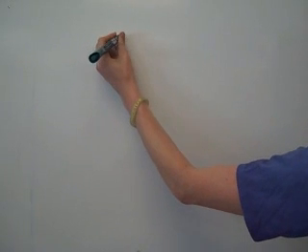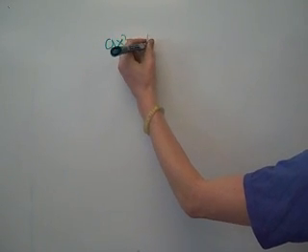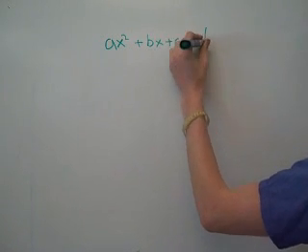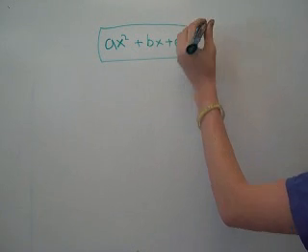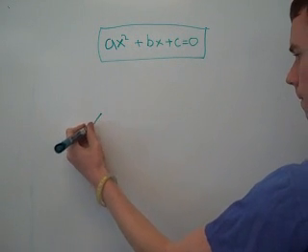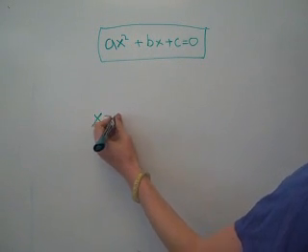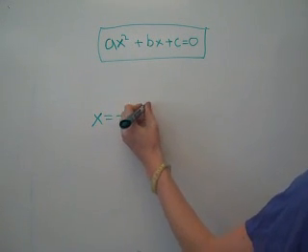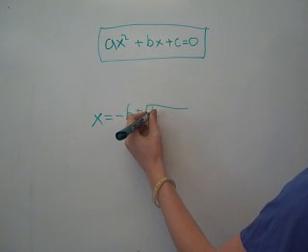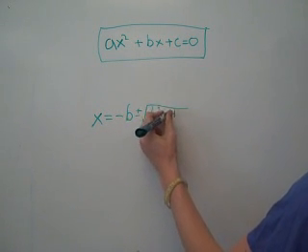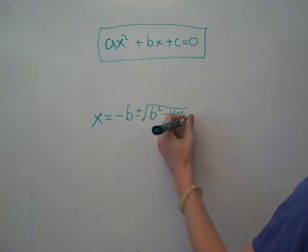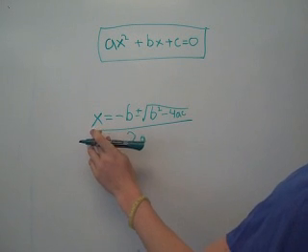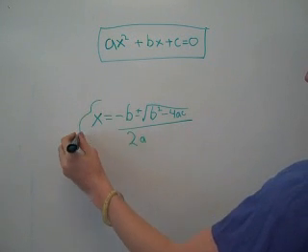The quadratic formula only works for a quadratic equation in the form ax squared plus bx plus c equals 0. When that is the case, the following formula results. x equals negative b plus or minus the square root of b squared minus 4ac, all over 2a. This is the quadratic formula.